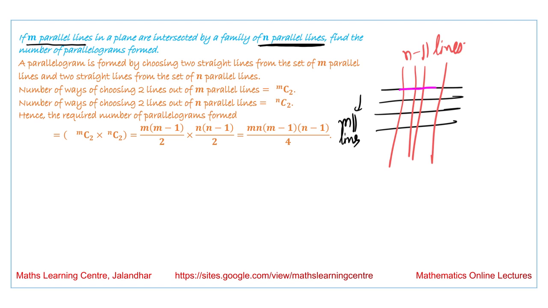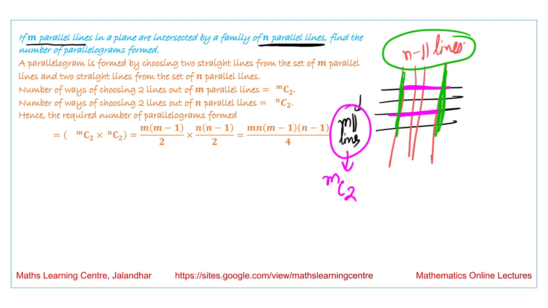What we have to do is choose 2 parallel lines out of these m lines. The number of ways of choosing 2 lines is mC2. If we choose any 2 lines, we obtain 2 parallel lines in this way. Out of these n lines, we have to choose 2 parallel lines. The number of options of doing this is nC2.